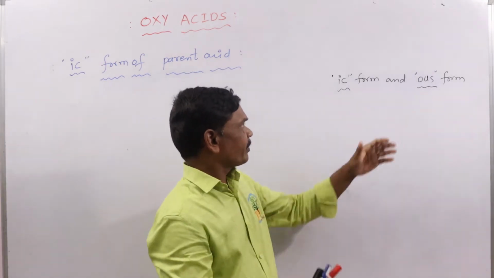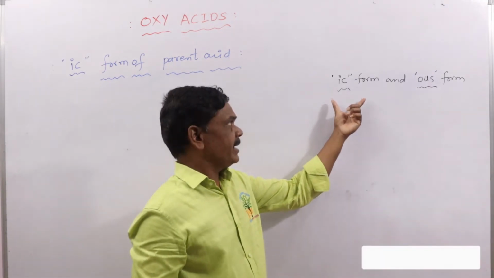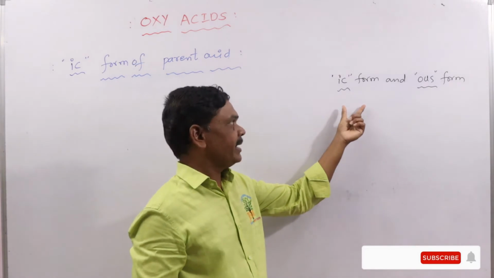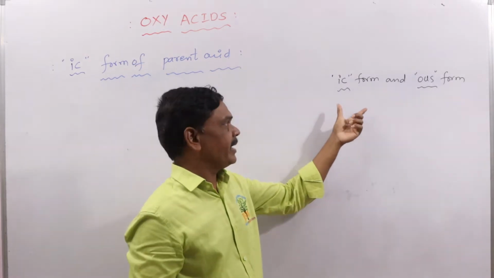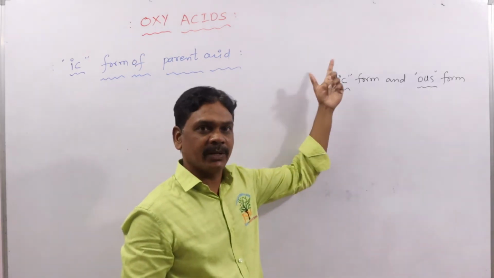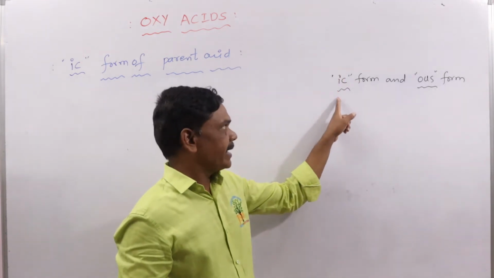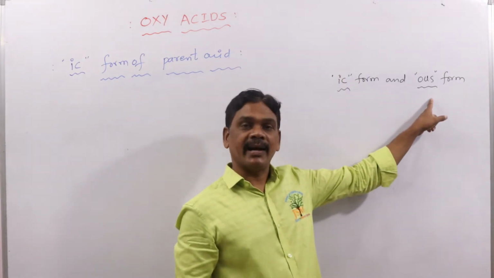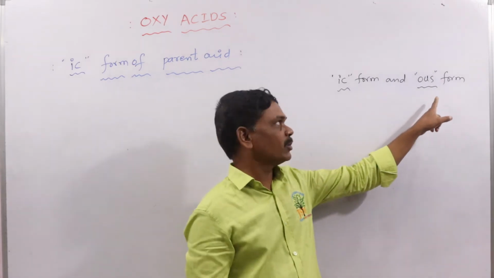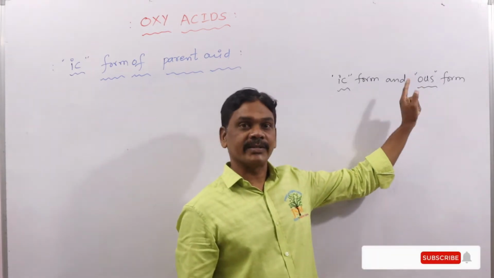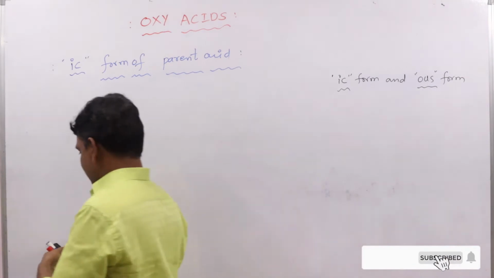For example, the ic form: in any acid, if the central atom or central element has the highest oxidation state with respect to group number, that is the ic form. And if it is less than the highest oxidation state with respect to group number, that is known as the az form. So let us discuss with examples.